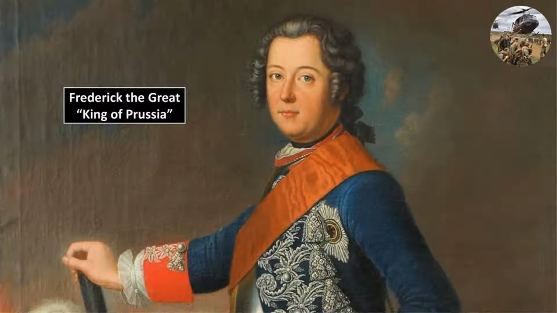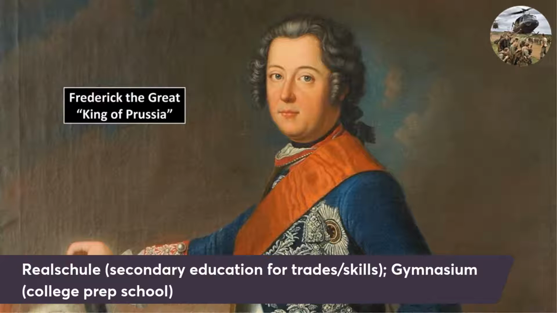They had the real school you may have heard of. Well, they have these two different types. The real school was something that the Germans started to develop, which was a secondary education for trades or skills. So you would start out at about the age of five, I think is when it started. You went up to 14 and you'd learn some kind of trade, basically.